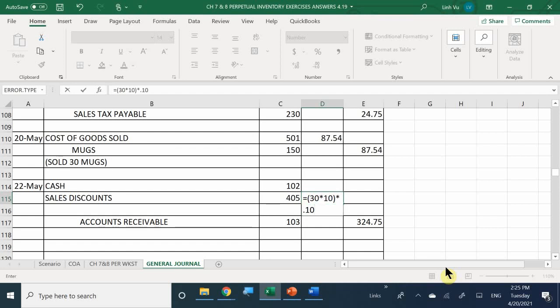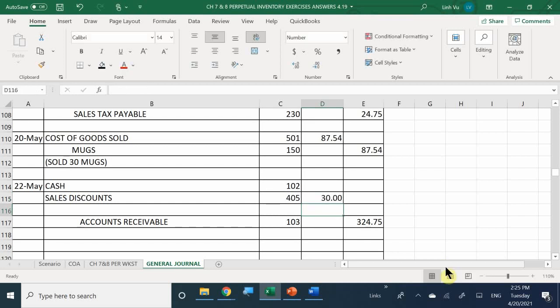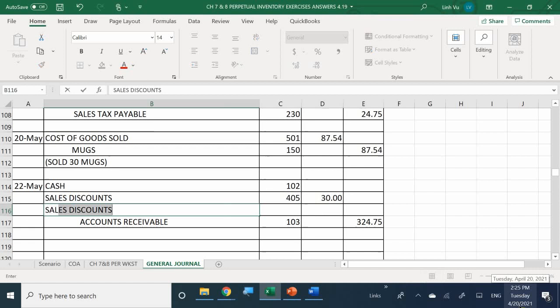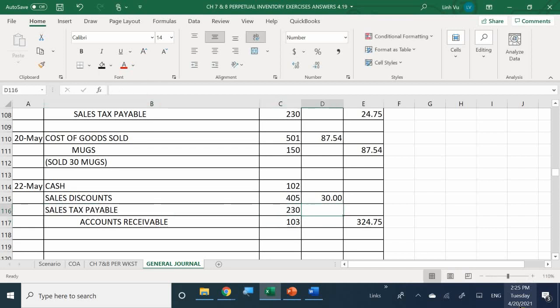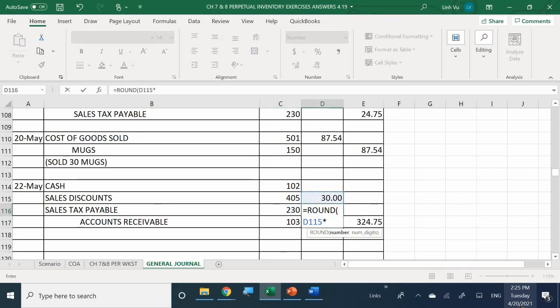So how much are we actually taking away from his actual sales? How much are we discounting his sales for? $30. If we're giving back $30, what's the one assumption we also have to give back? Because we're doing a discount, we have to give him back his sales tax based off of the $30. So in this case, sales tax payable, which is 230. And how much is going to be my sales tax payable off of the $30 that I'm refunding or discounting for?